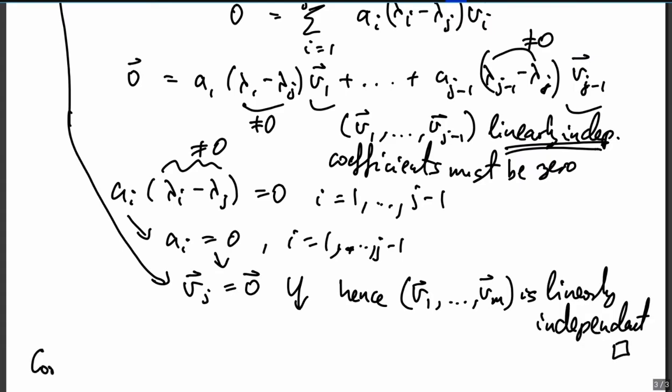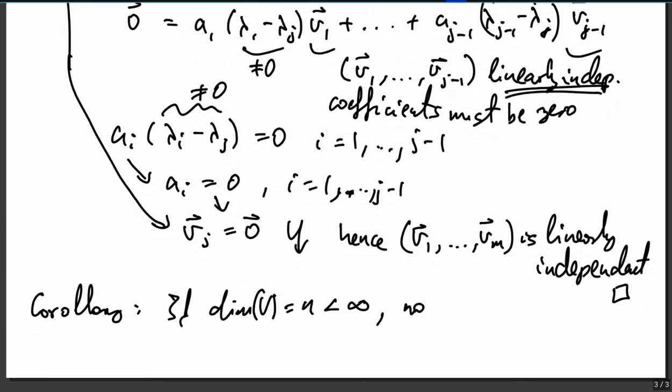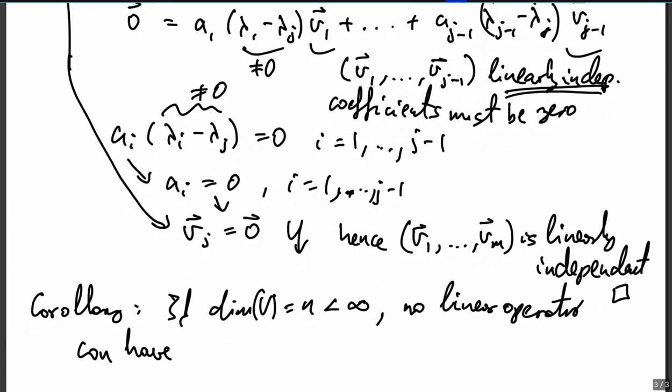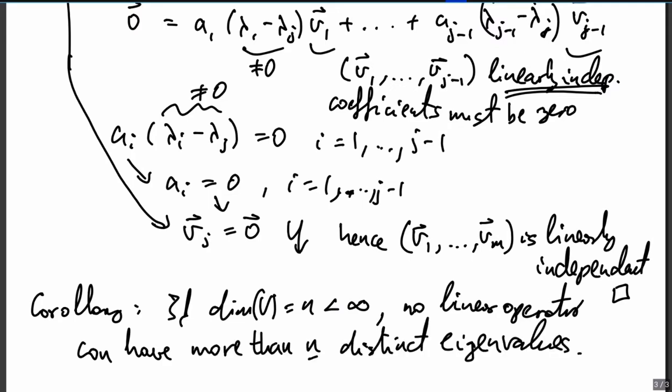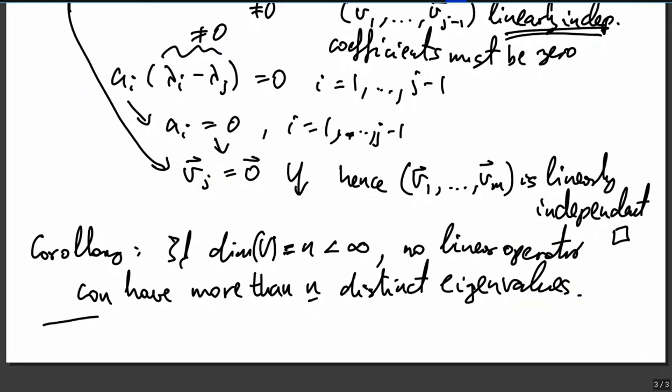Then this is a corollary. If the dimension of the vector space is n, and this is finite dimensional, no linear operator can have more than n distinct eigenvalues, since otherwise there would be more than n linearly independent eigenvectors, which is impossible in the n-dimensional vector space. So before we continue with theoretical parts, at least one example.